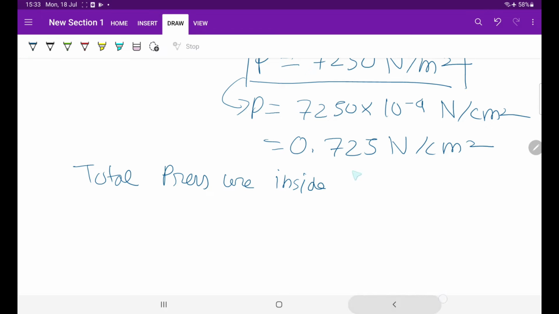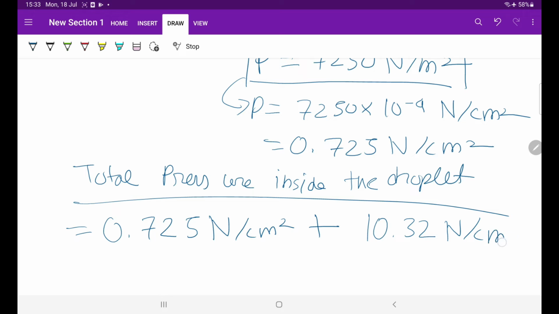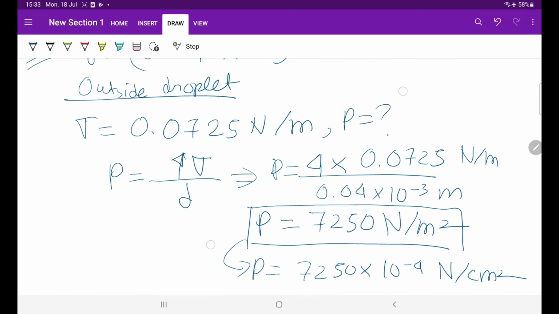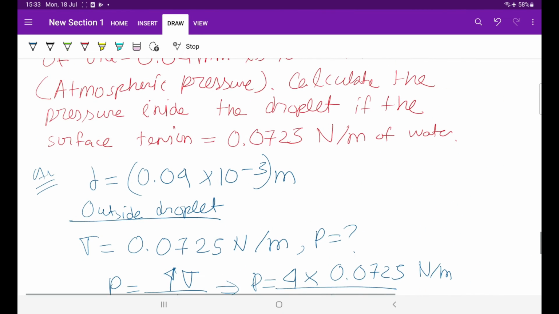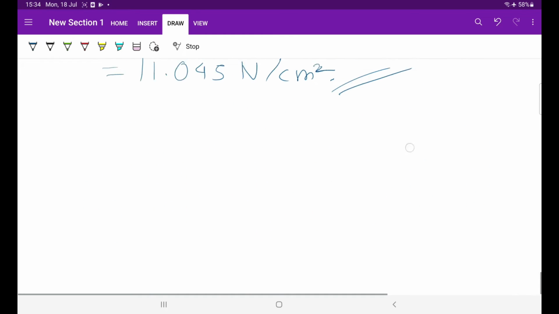So total pressure inside the droplet will be 0.725 Newton per centimeter square plus the atmospheric pressure, which is given. Atmospheric pressure is given as 10.32 Newton per centimeter square. So if you add it, it will be 11.045 Newton per centimeter square. So this will be the answer. The only difference is in this formula: after finding out P, we add the atmospheric pressure. So if anywhere in the question atmospheric pressure is given, the total pressure will be this plus the atmospheric pressure.